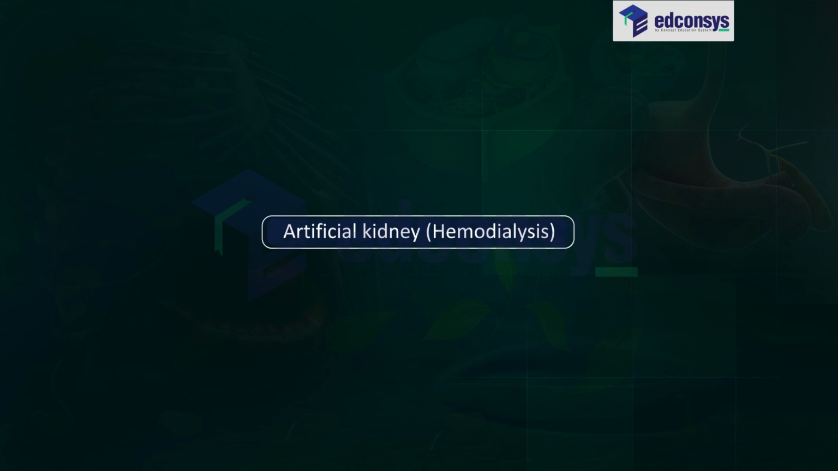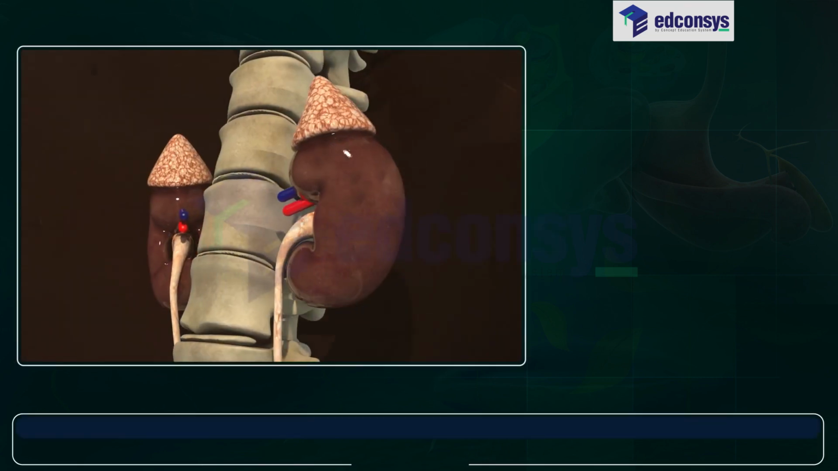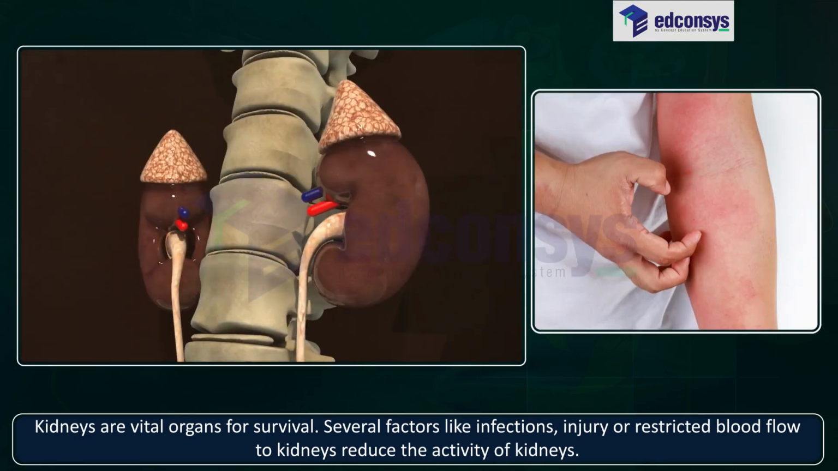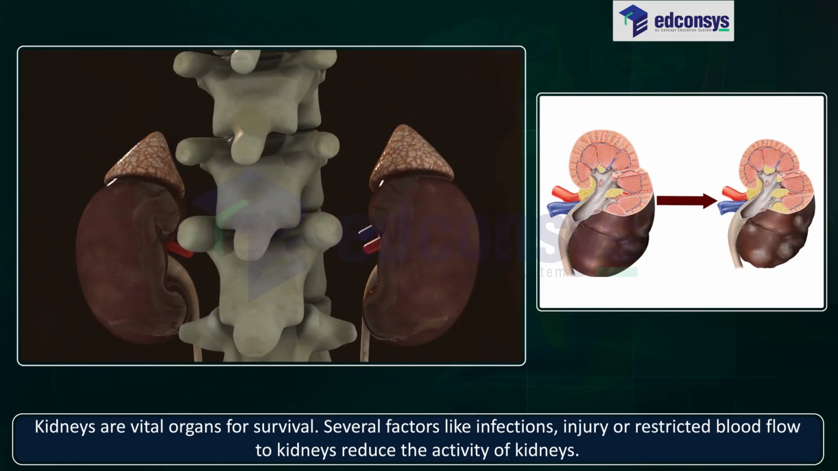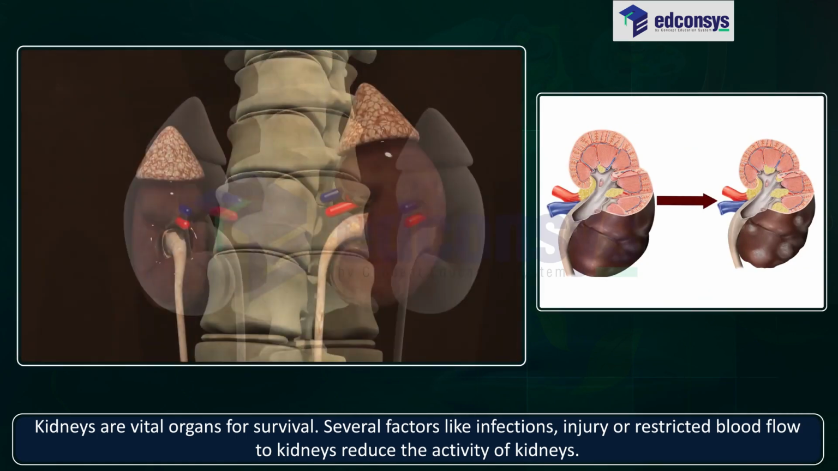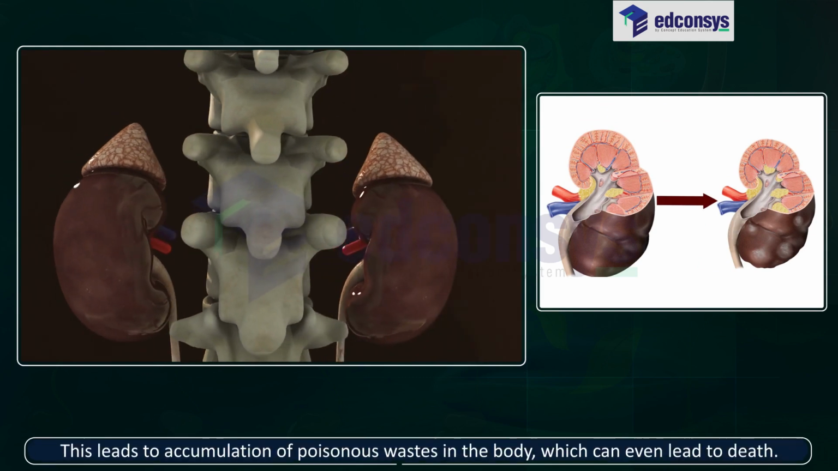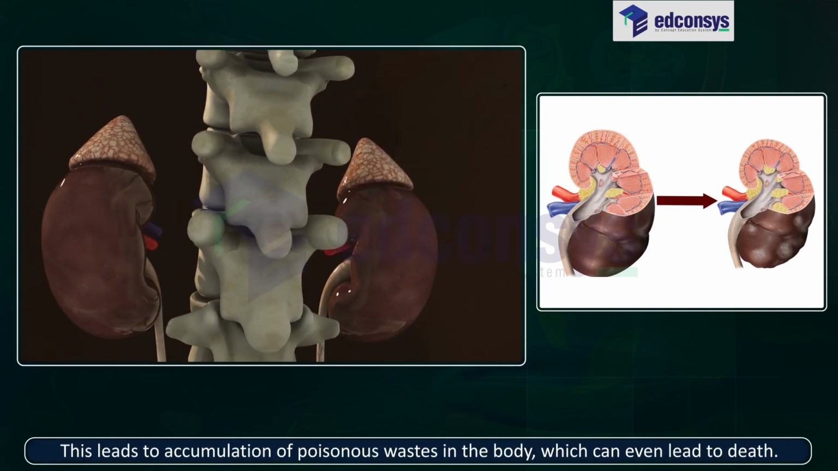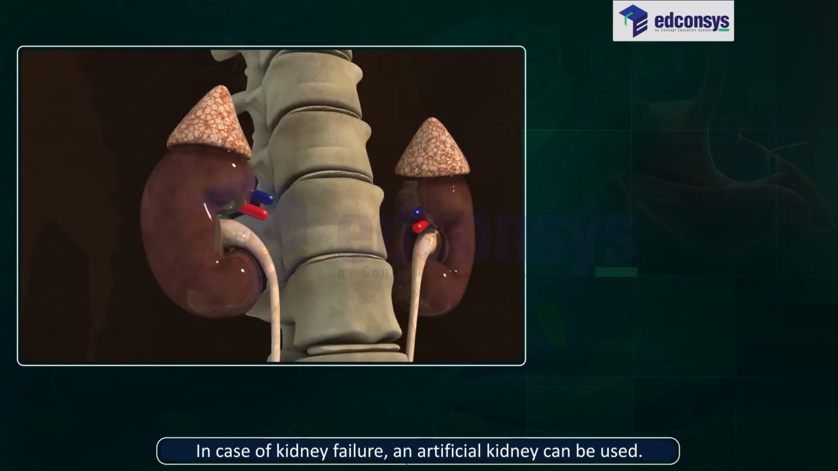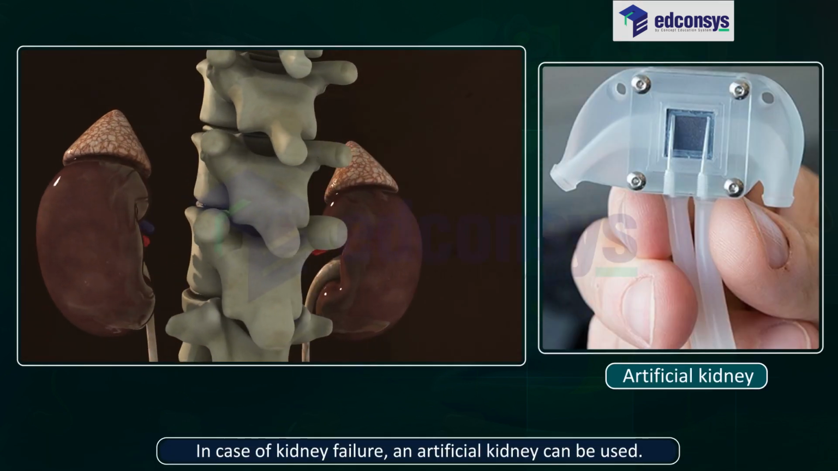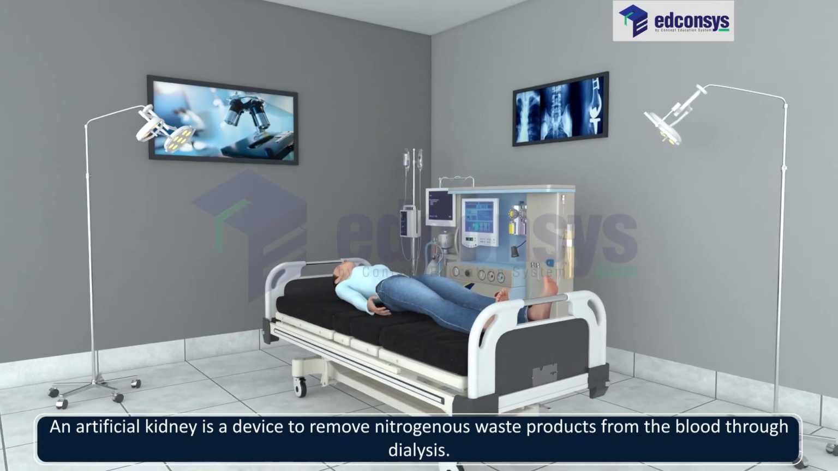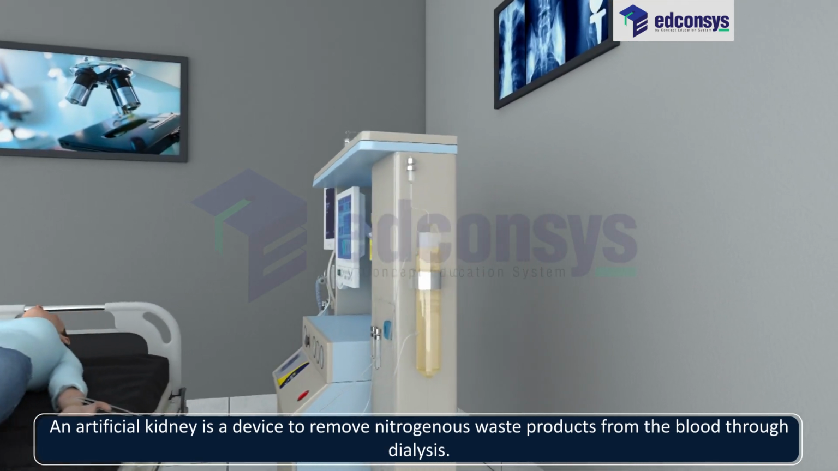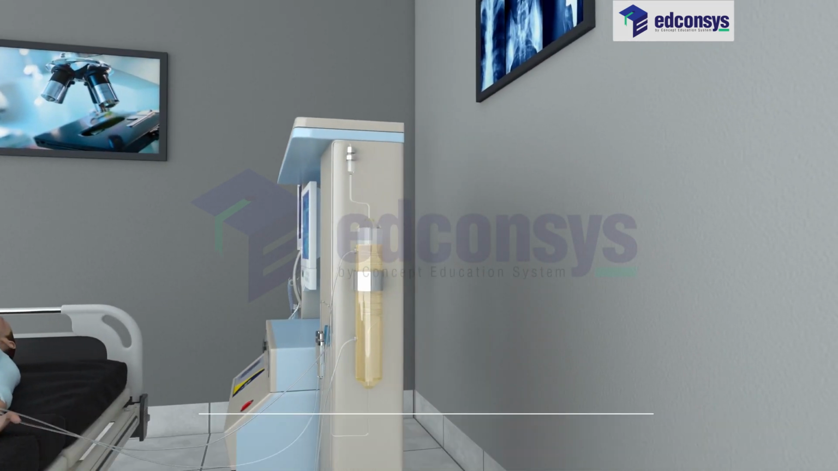Artificial kidney. Hemodialysis. Kidneys are vital organs for survival. Several factors like infections, injury, or restricted blood flow to kidneys reduce the activity of kidneys. This leads to accumulation of poisonous wastes in the body, which can even lead to death. In case of kidney failure, an artificial kidney can be used. An artificial kidney is a device to remove nitrogenous waste products from the body through dialysis.